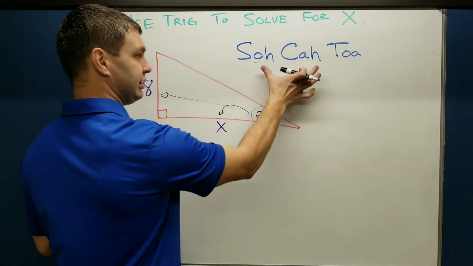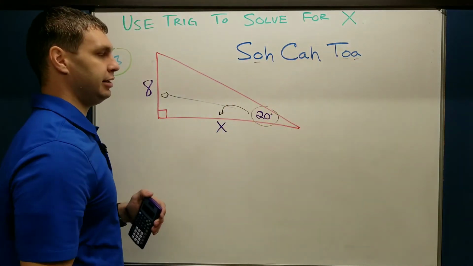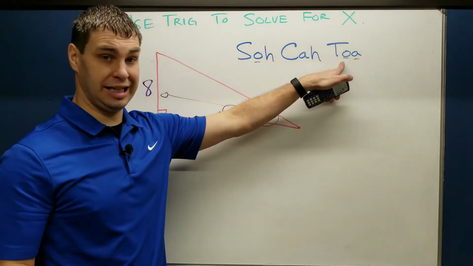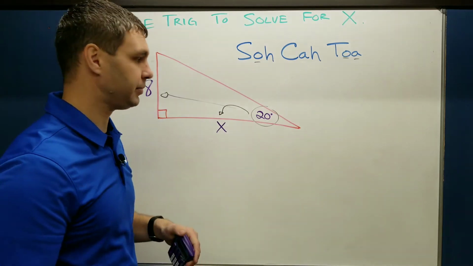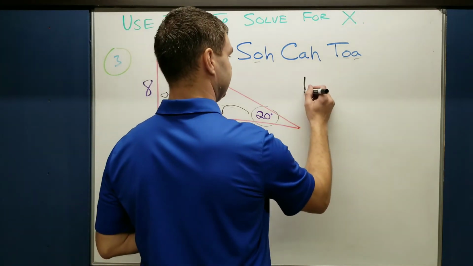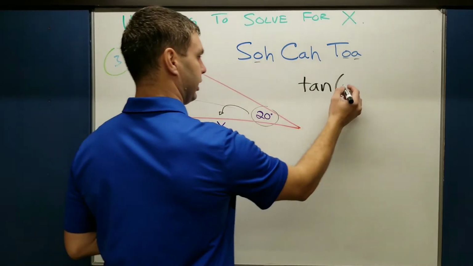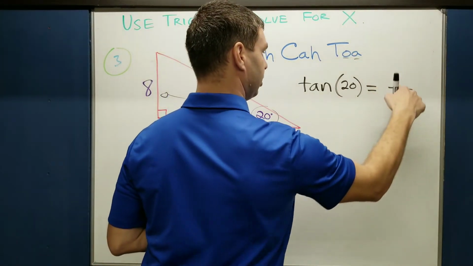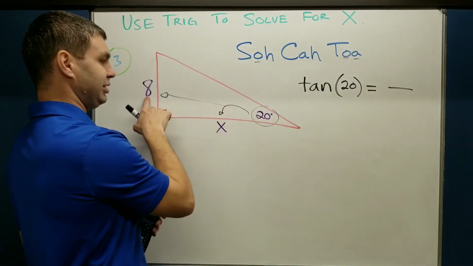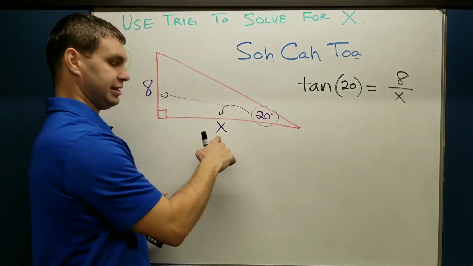So the only one that does not have the hypotenuse is TOA. The TOA stands for tangent. We're going to use the opposite and the adjacent legs in our right triangle. Okay, so let's do that. We're going to take tangent of the angle that I'm given, which is 20, equals O over A. The O is going to be the opposite, 8, and the A is going to be my adjacent side, X.